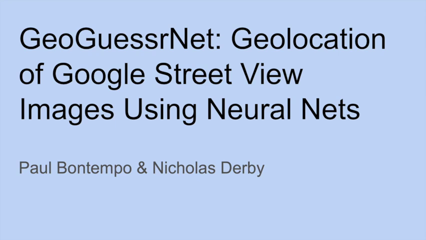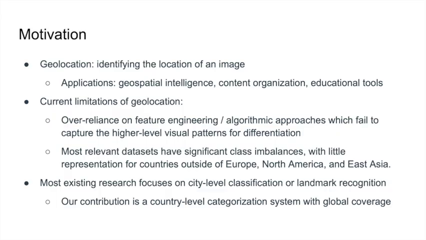I'm joined by Nicholas Derby, and this is our presentation of our GeoGuessrNet project for geolocation of Google Street View images using neural nets. So, the primary motivations behind our research. The main task that we're looking at is geolocation, which is just identifying the location of an image. But this task comes with various current limitations.